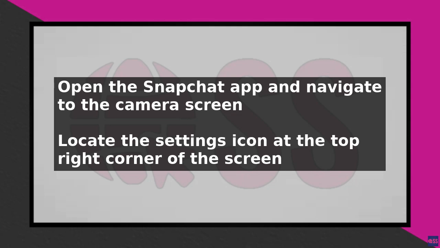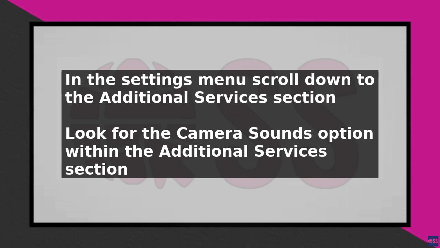Next, locate the settings icon, which is represented by a gear icon, usually found at the top right corner of the screen. Tap on this icon to access the settings menu. In the settings menu, scroll down to the additional services section. Here, you will find various options, including Manage, which allows you to customize your Snapchat experience.